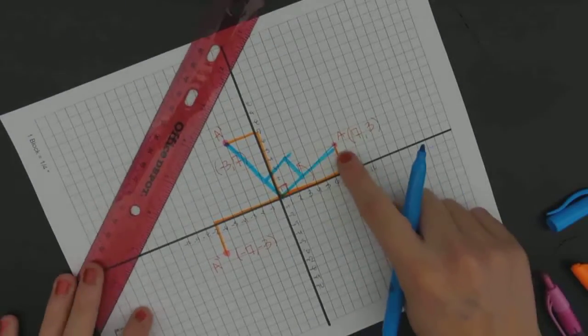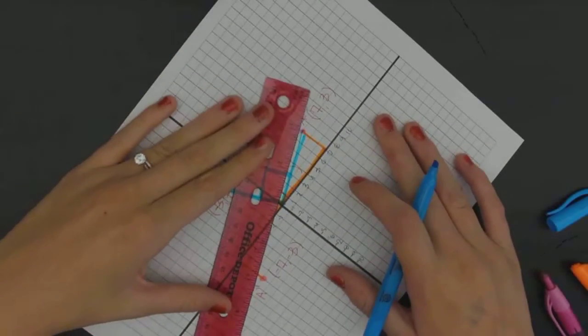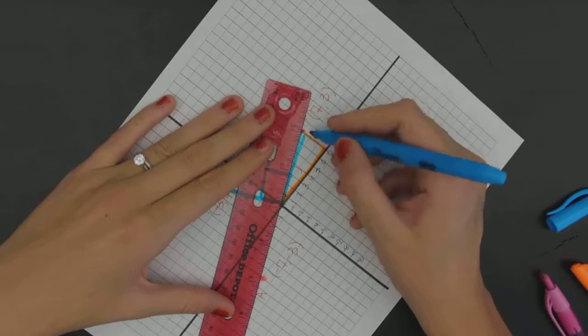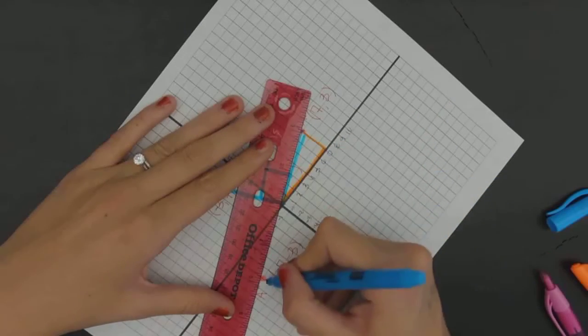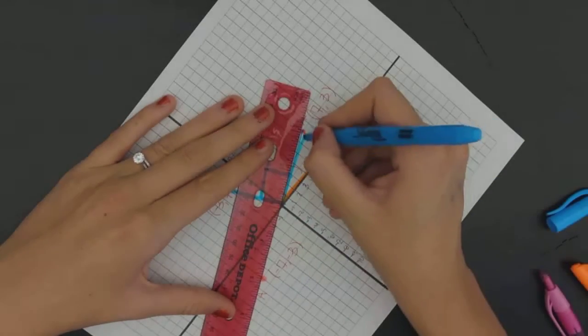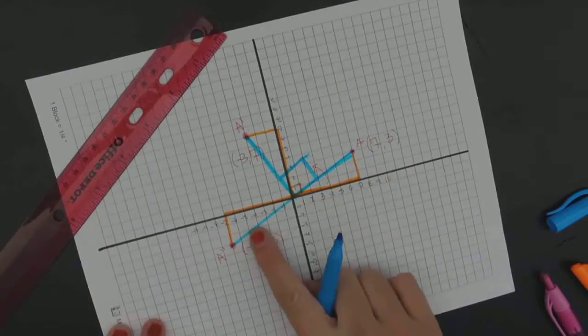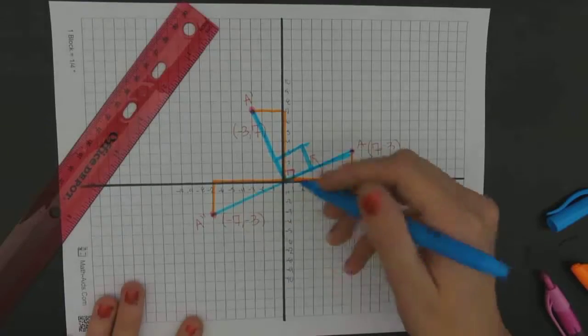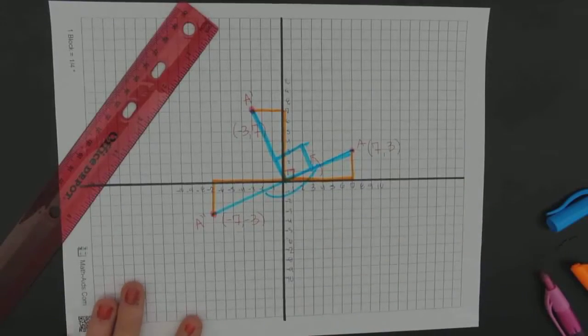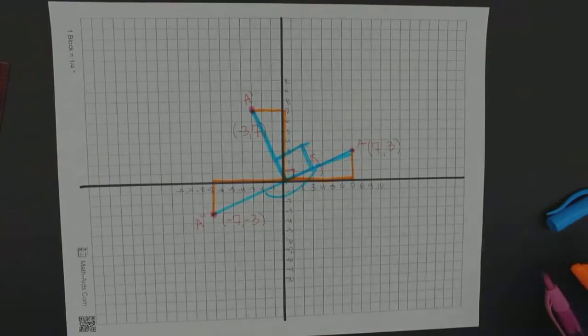So I did that correctly. Now we're going to do the same thing for our 180. From our original to our center of dilation, we should be able to draw a straight line that connects all 3. Do you guys see that straight line? That shows me that that angle is 180. So I did that one correct as well. So that's just a way to check yourself if you're a little bit confused.